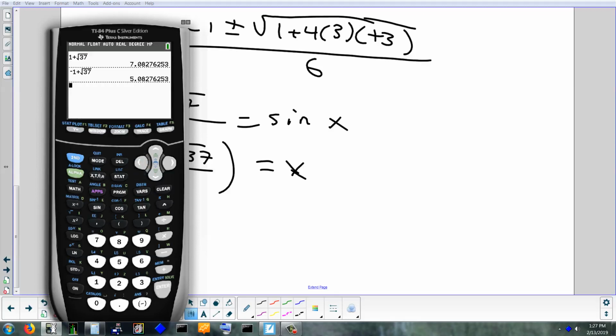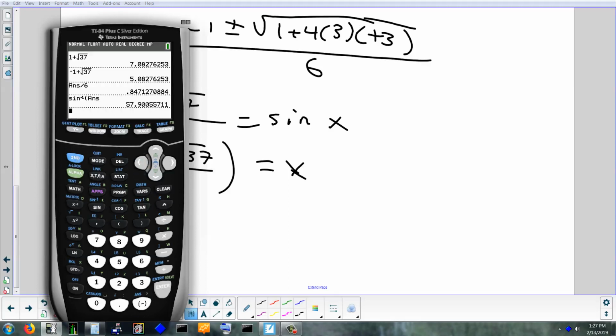So now the top is 5.08, and we're going to divide that by 6. Is that a number that I can take the inverse sine of? Yes, 0.847. It's between negative 1 and 1. So second inverse sine, you could just type in 0.847, or just do second answer, and it'll use the last answer that was on the screen.